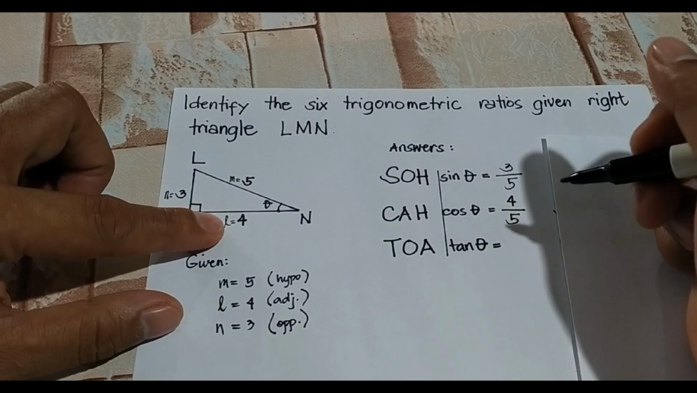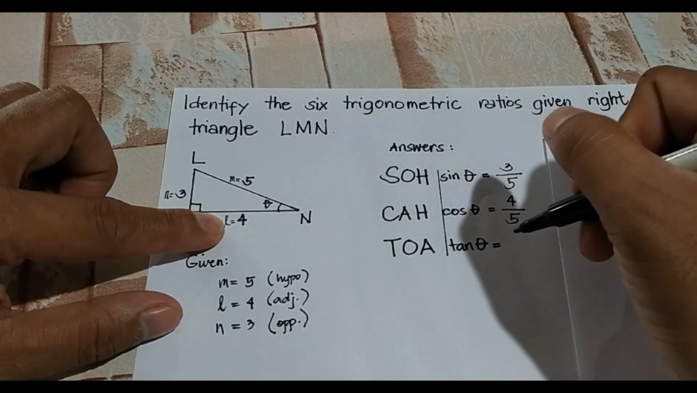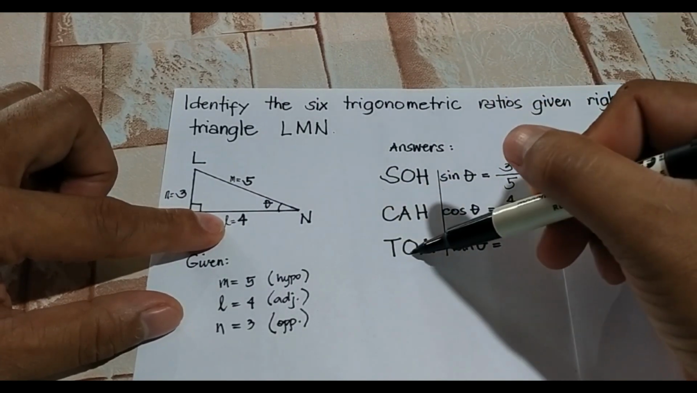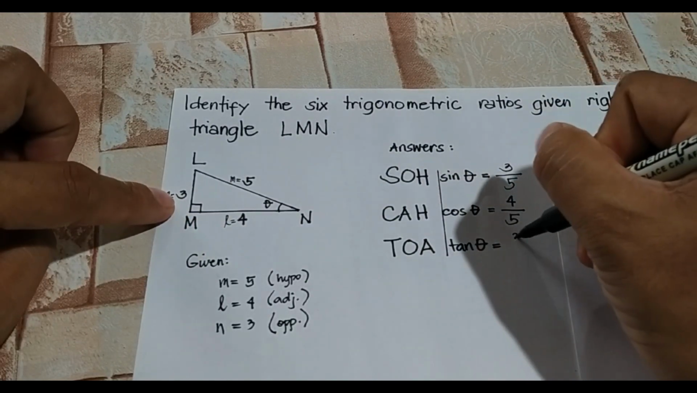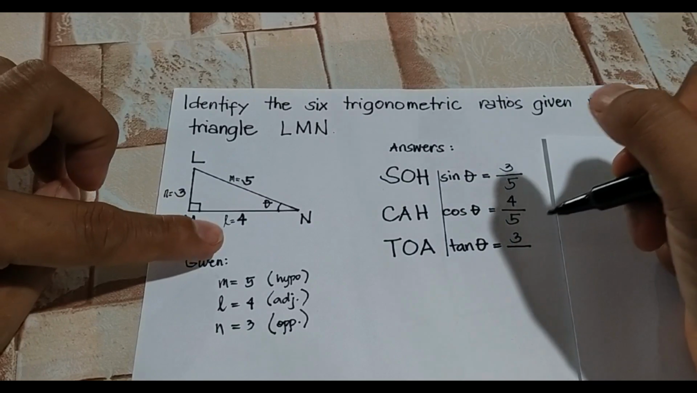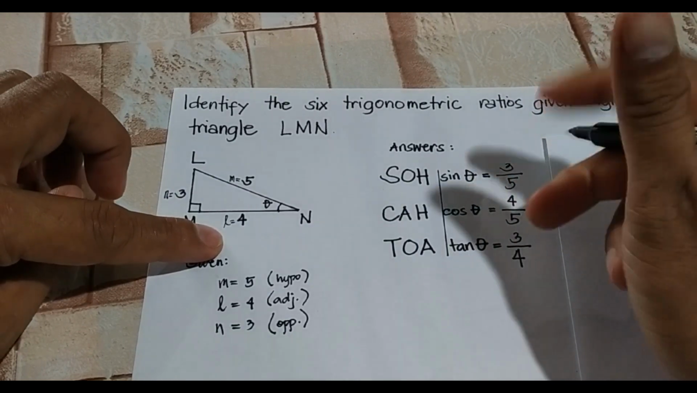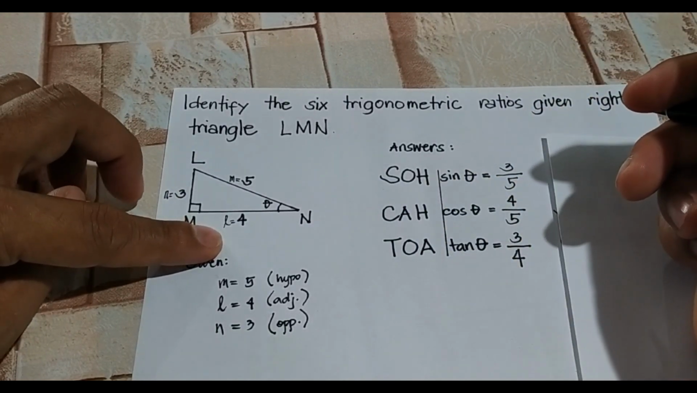Is that clear? Now, same thing when we have tangent, TOA, meaning opposite over adjacent. So opposite, that is 3, over our adjacent, which is 4. So this is going to be the value of our tangent theta.